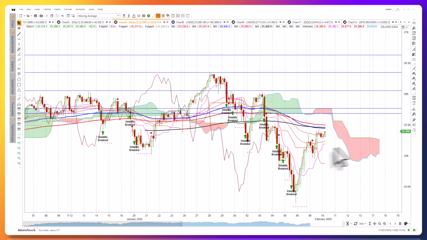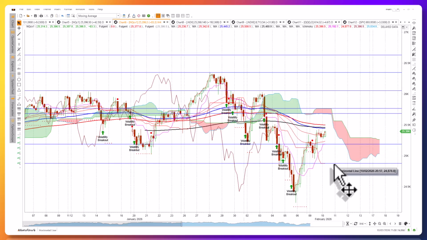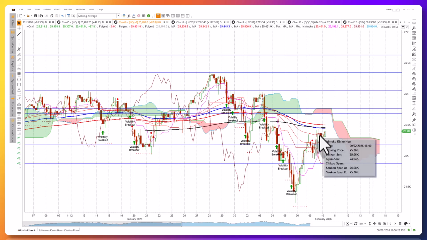back to then test the turning line and the standard line of the Ichimoku Cloud. So these are two levels to watch out for on the 4-hour Ichimoku Cloud. And now the standard line is very close to the bottom end of the front end of the cloud. So these are the two support zones, 25,189 and 24,878. So we could see them come back, test these levels, and then make another attempt to get through the 4-hour Ichimoku Cloud. So that's the scenario on the 4-hour Ichimoku Cloud from the NASDAQ futures perspective.